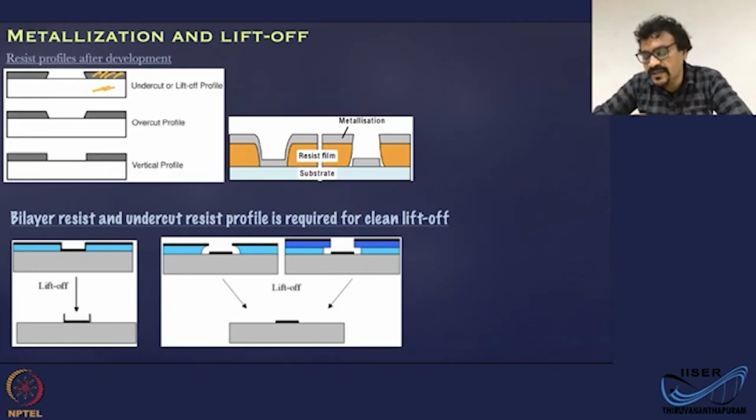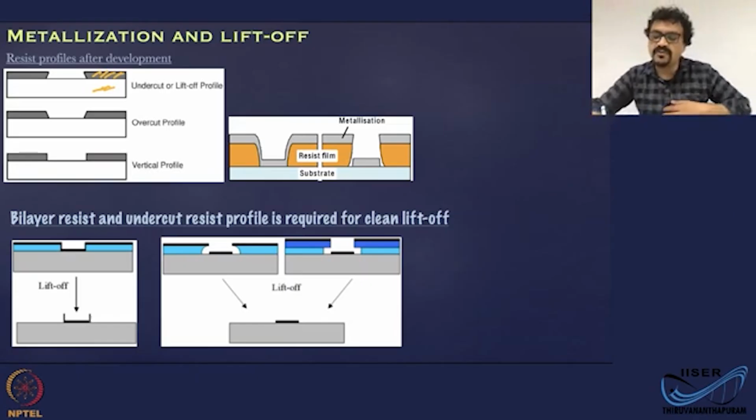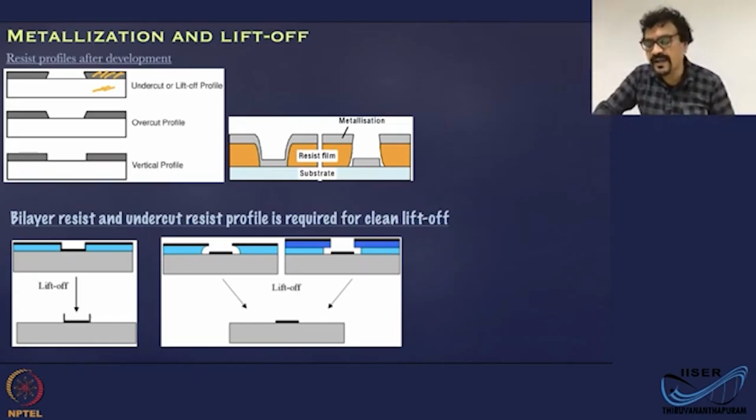So now imagine that in each of these cases you are going to do a metallization. After lithography, you will deposit some metal, which will act as a gate electrode or ohmic contact. Now, when you deposit metal, let's consider the second case where you have an overcut profile. In this profile, the metal will get deposited throughout this region when you do metallization. It will be a continuous film.